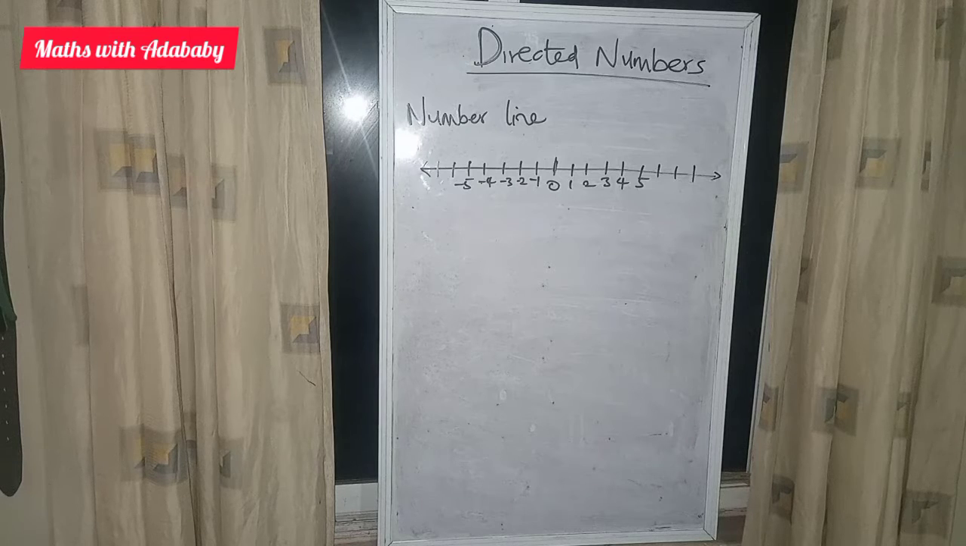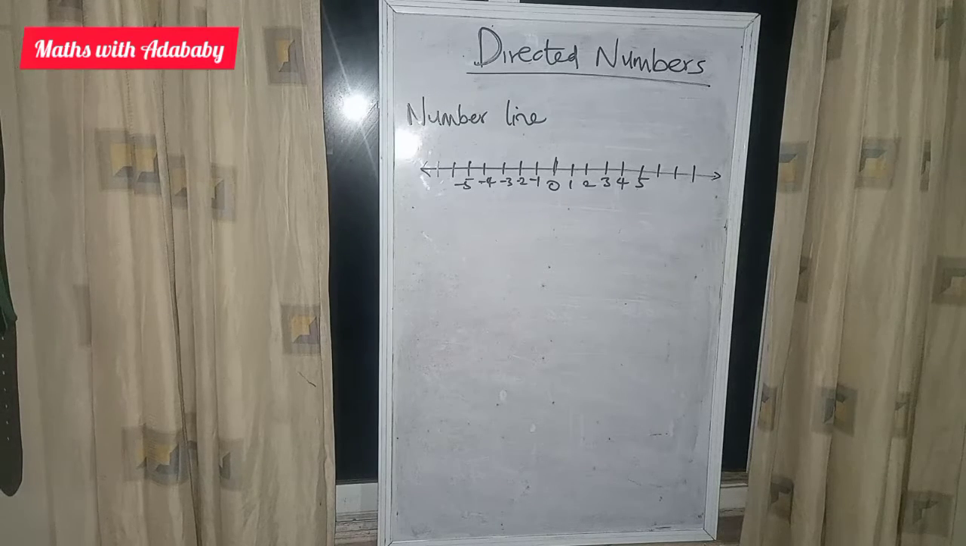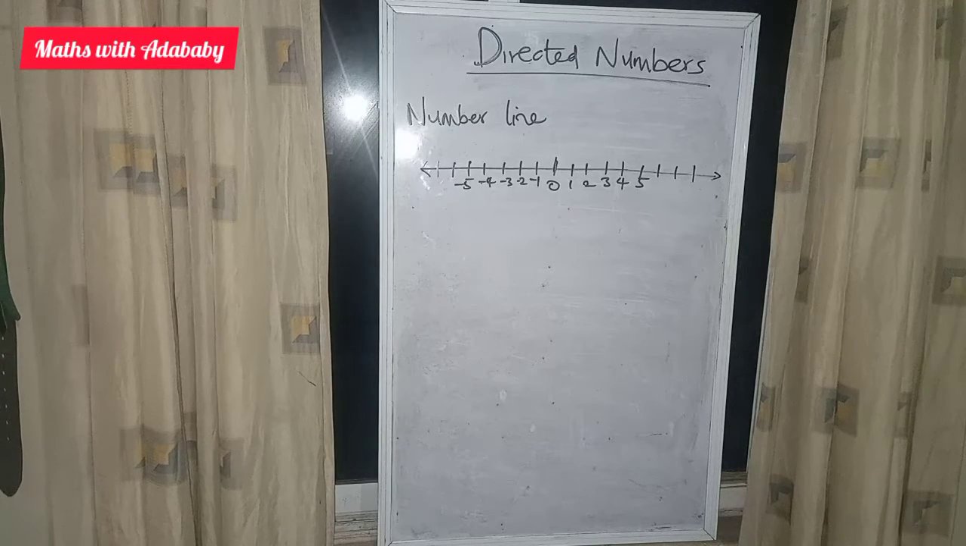I repeat myself. Regardless of the size of the number in the negative direction, it is usually lower or lesser than the number in the positive direction. Be it 1 million, -1 million is less than 1 in the positive direction.